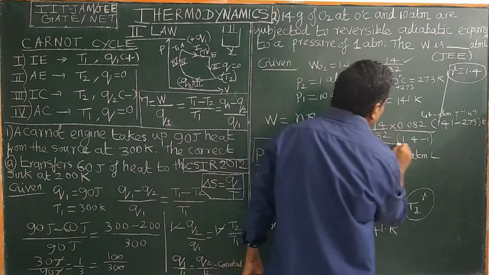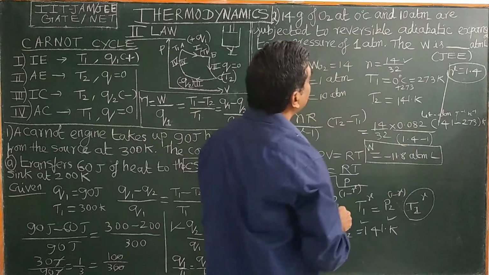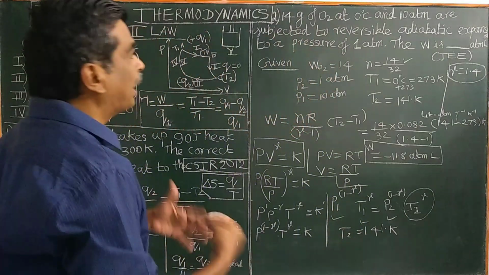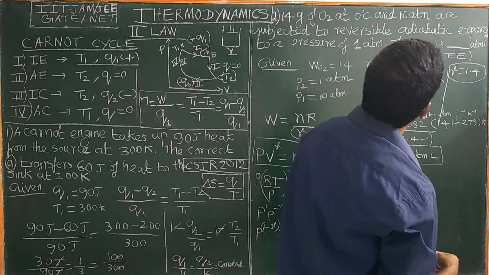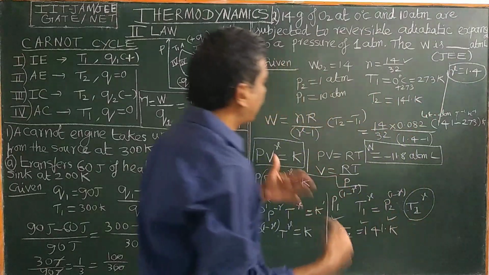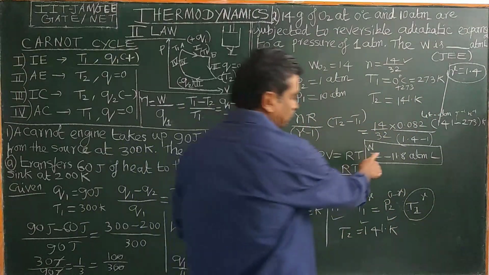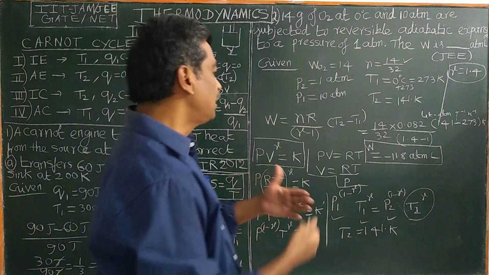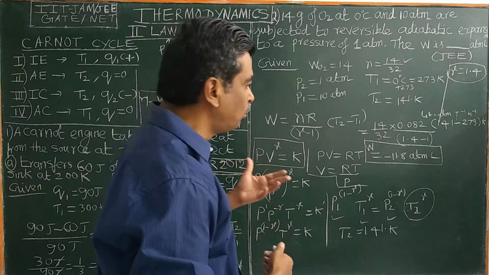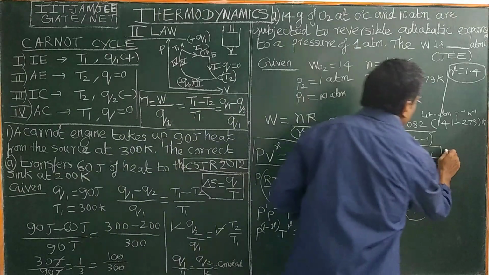Now in this case, adiabatic expansion, the work is done by the system. Therefore, it will be negative. If work is done on the system, then it will be positive. We have seen this earlier, if you go back and see. So this is the answer.